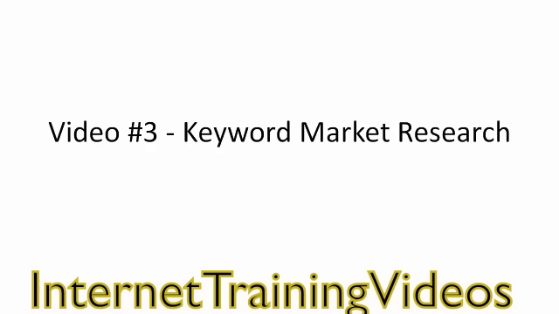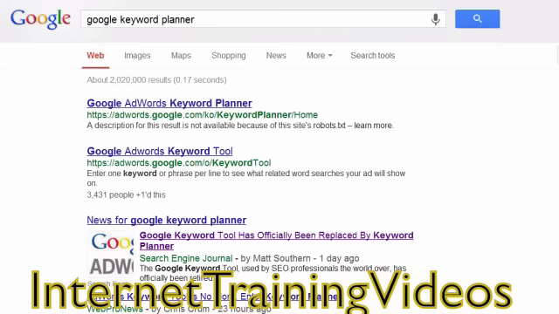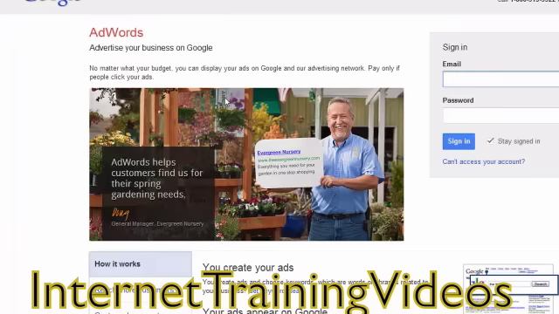So with that said, we're going to use a free keyword tool created by Google called Keyword Planner. So let's go ahead and go to Google and I'll show you how to use this tool. If you go to google.com, as you can see here, type in Google Keyword Planner and click on the link at the top that says Google AdWords Keyword Planner. You'll need to go ahead and log in using your Google account.